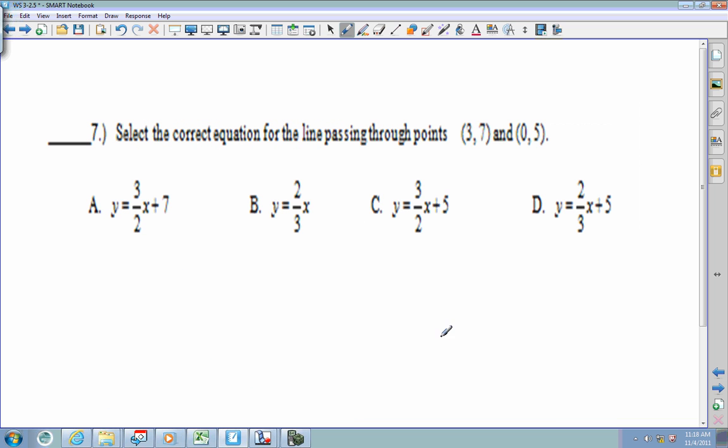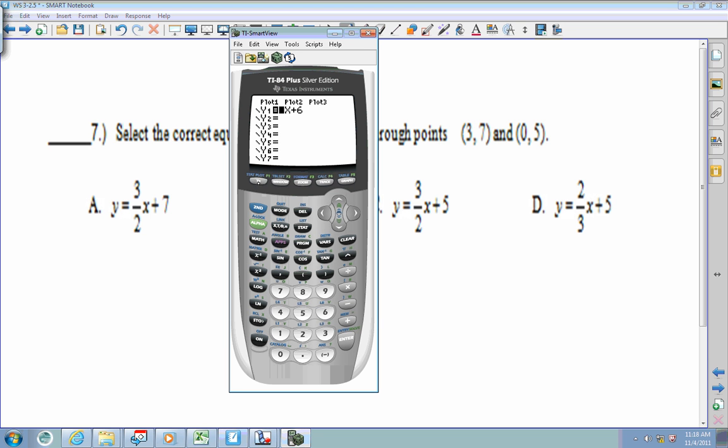Next one. Select the correct equation that goes through these 2 points. Now you can go in the calculator and put in there 3/2 x plus 7 and press second graph and look and see, are those points in there? 0, 5? No, it says 0, 7. So this is not the answer.